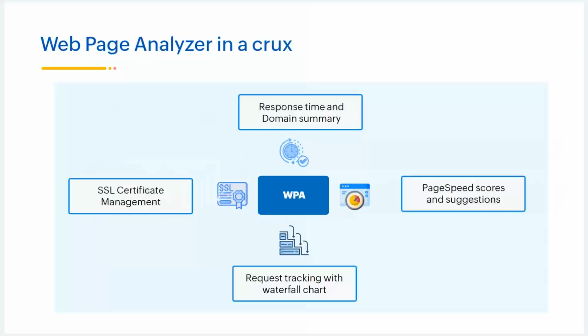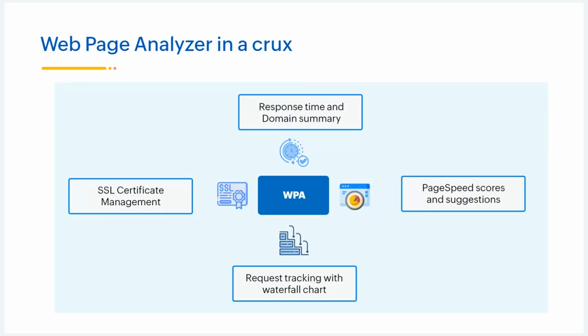So what does the web page analyzer in Applications Manager do? It tracks and provides insights into various key metrics, helping you to identify and effectively manage your web pages. During each poll, Applications Manager loads the web page in Firefox in a controlled state and captures real-time data on various performance metrics. With the help of the web page analyzer, you can receive information on response time, domain summary, performance scores, and suggestions as well. Additionally, you get request tracking with the waterfall chart. I will show you in the user interface while we discuss that.